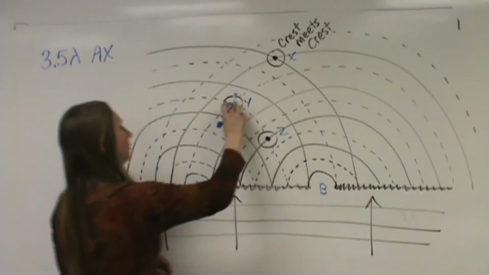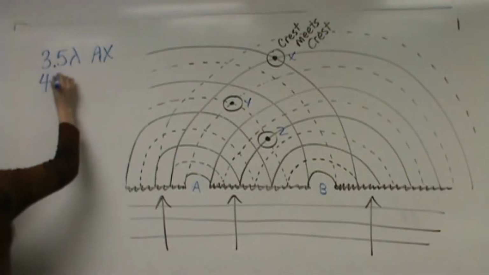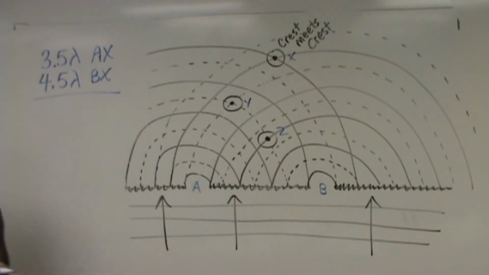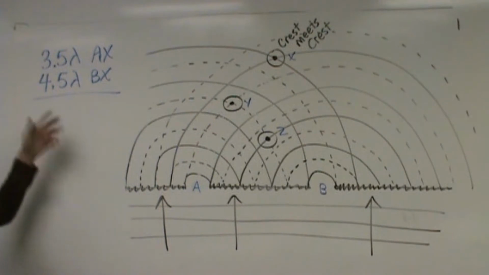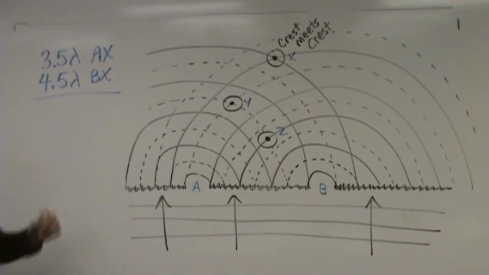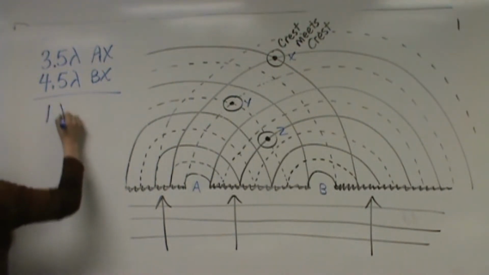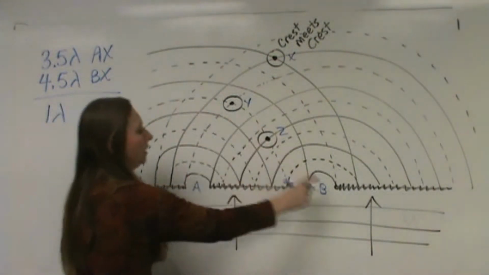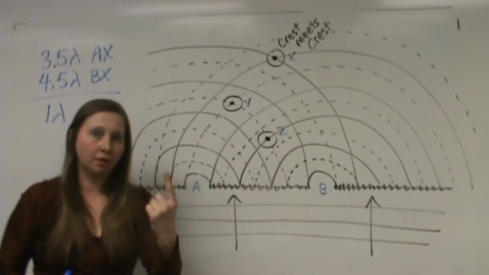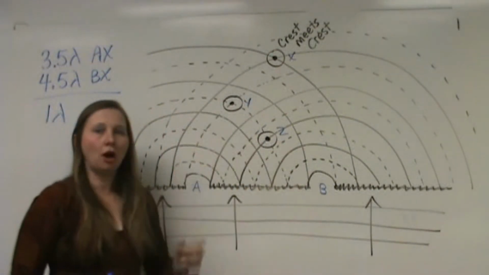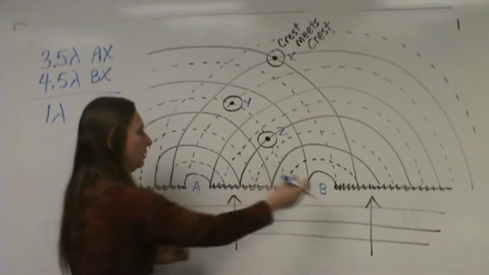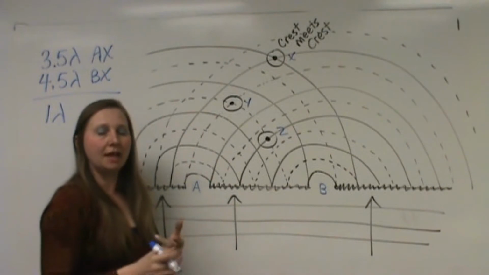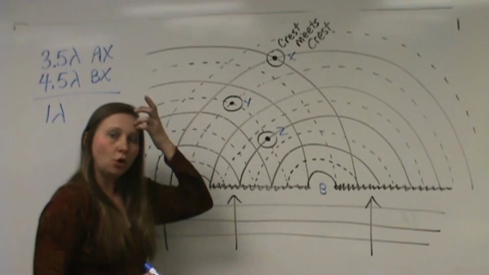1, 2, 3, 4 and a half. 4 and a half. What's the difference between 3 and a half and 4 and a half? The difference, in other words, if you subtract them, 4 and a half minus 3 and a half, you're going to get 1 wavelength. Well, if the difference between here to here and here to here is 1 wavelength, those points are in phase. This wave and this wave are in phase because they differ by exactly 360 degrees or 1 wavelength.